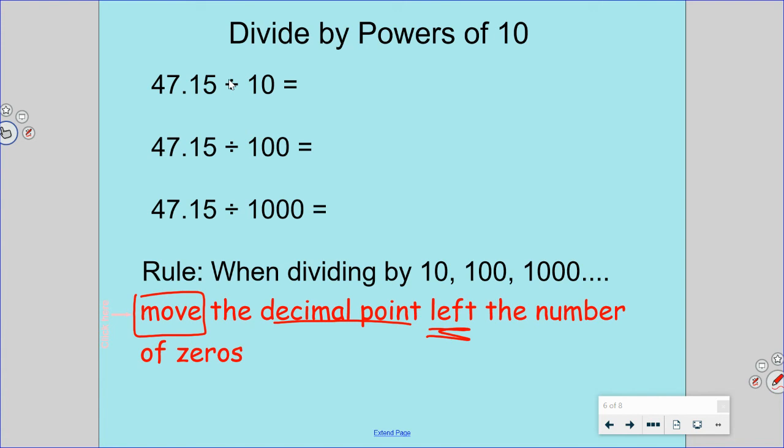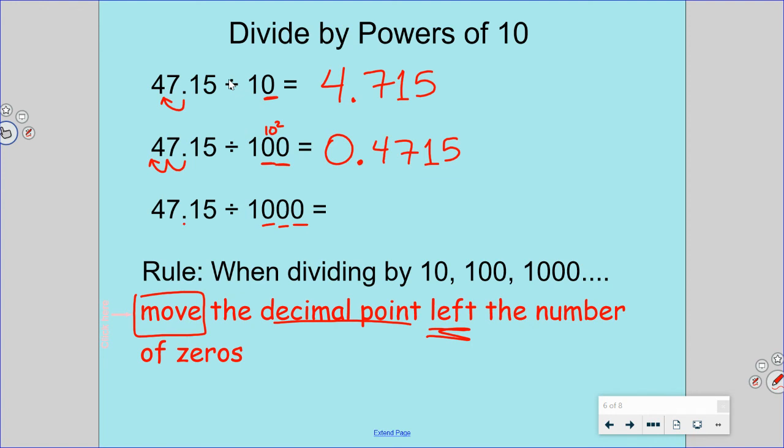So here's what I mean. If you divide by 10, it's going to move it 1 place to the left, making 4 wholes and 715 thousandths. If you divide the same quantity by 100, that's 10 to the second power. That's 2 zeros. So we're going to move it to the left not once but twice, leaving us with no wholes, 4,715 ten thousandths. What about the 3 zeros?